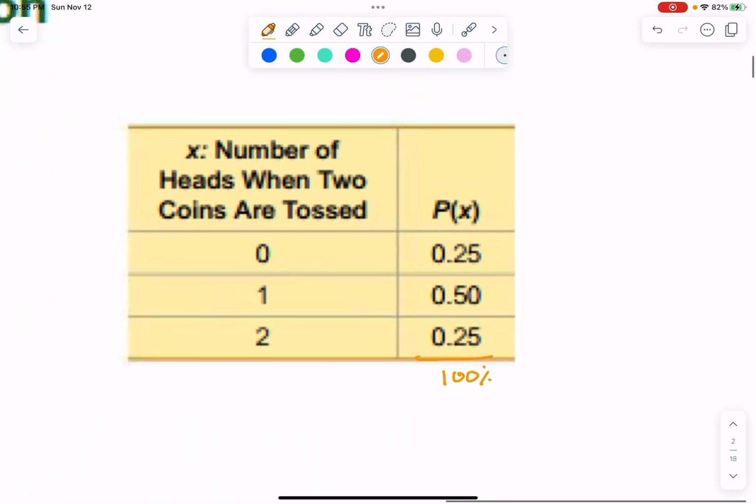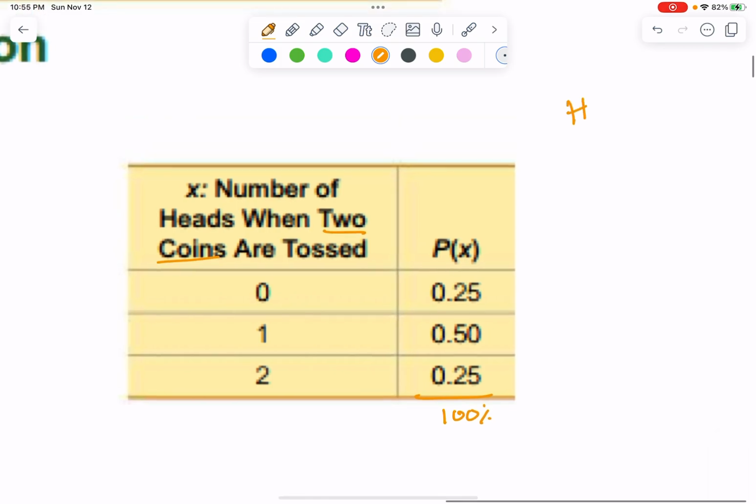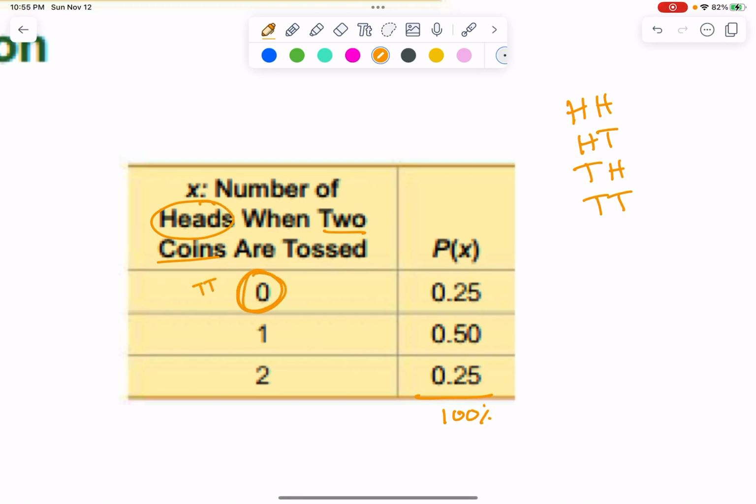And we're talking about tossing 2 coins. So remember, 2 coins, we could get a heads, heads, a heads, tails, a tails, heads, or a tails, tails. And we're talking about the number of heads. So getting 0 heads, that would be the combination tails, tails, and that has a 25% chance of happening. Getting 1 head, that could be a head, tail, or a tail, head. That has a 50% chance of happening because that's 2 combinations out of 4. A double heads would be a 25% chance. So this is how this table is broken down.